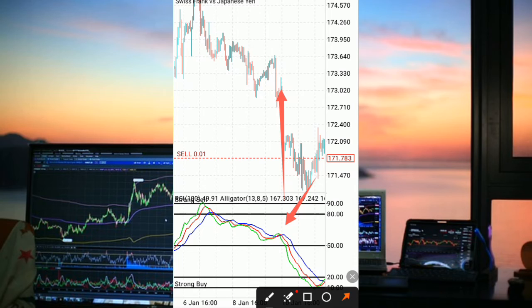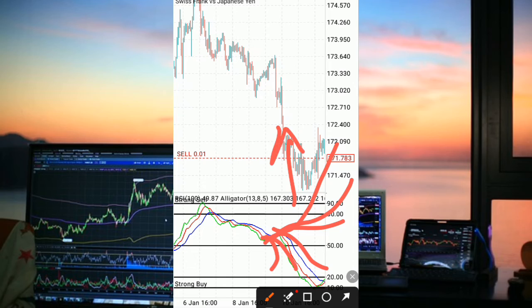After price has been ranging, let's look at the direction of the alligator. Is the alligator going to start moving upwards, or the alligator will keep moving downwards? If the alligator is going to be moving upwards, it means we are going to buy. If the alligator is to move downwards, it means we are going to sell. As simple as that.